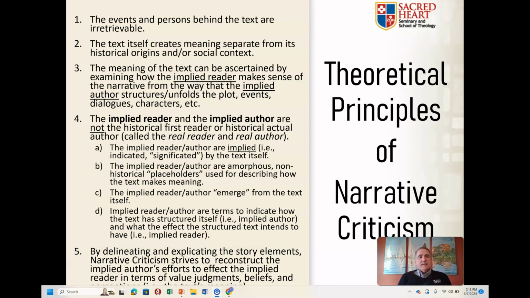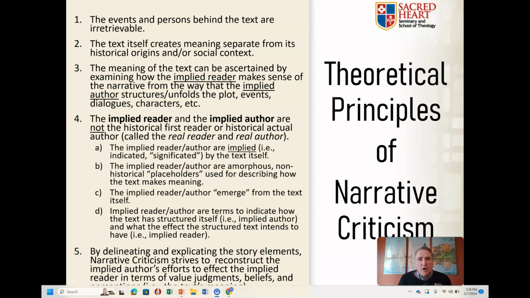Okay, so the first thing they say, which we've already intimated, is that events and persons behind the text are irretrievable. The skepticism about history, the doing of history, particularly in terms of understanding what people were really thinking and intending. And they would say, therefore, that the text itself creates meaning separate from its historical origins and its social context, right? So you can pick up Shakespeare and not know anything about Shakespeare, nothing about Elizabethan England, and the text can make sense to you, right? You can pick up Odysseus and not know anything about Greek culture and figure out what the story is saying, right?